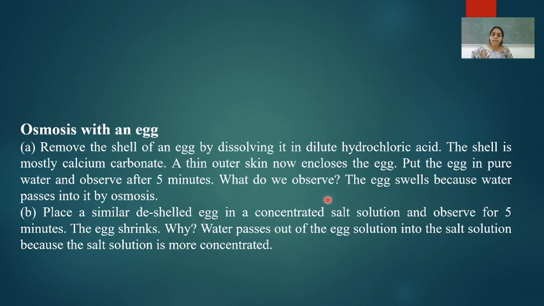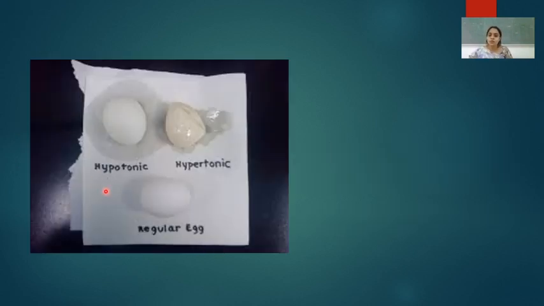So what do you see? The egg swells because there is an endosmosis process. Now, place a similar de-shelled egg in a concentrated salt solution or sugar solution, where the water content is less. So it will become a hypertonic solution. When you keep those eggs in that and observe for 5 minutes, you can see the egg starts shrinking, because water passed out of the egg into the salt solution, the concentrated solution. So it shrinks.